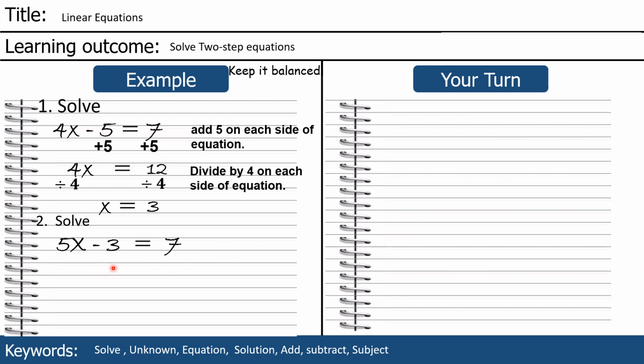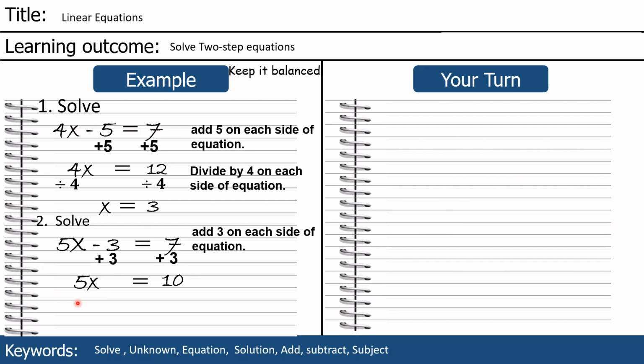So on our left hand side of the equation, we need to add 3, and on the right hand side of the equation, we need to add 3 as well. So let's add 3 on each side of the equation. On the left hand side we add 3, and on the right hand side we add 3 as well. Now we have 5x being equal to 10.